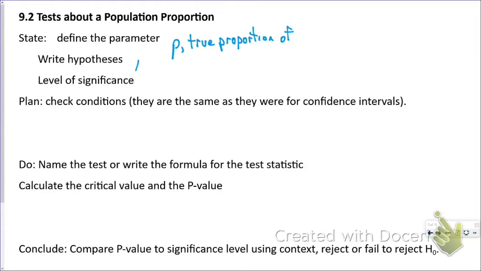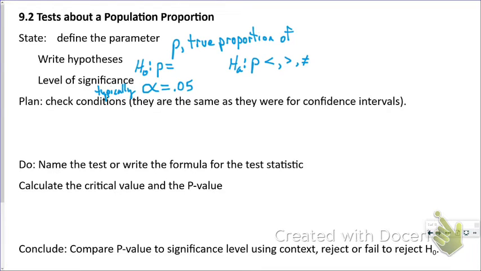The hypotheses need to be something like this. H0 is always equal, and then HA will be either less than, greater than, or not equal, and then whatever the claim is. Level of significance, this is alpha. So whatever that is, it's typically .05. But it could be anything.